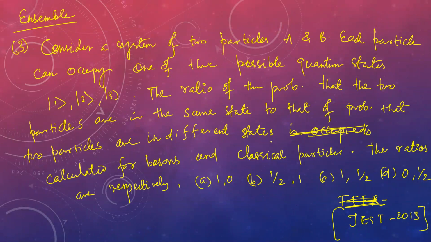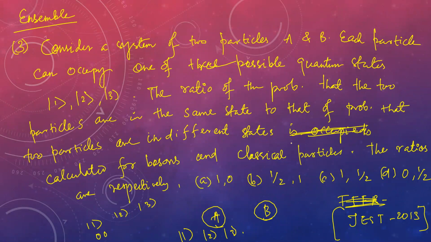Consider a system of two particles A and B. Each particle can occupy one of three possible states: one, two, three. Only one of three possible states. So the ratio of the probability that two particles are in the same state to that of the probability that two particles are in different states is calculated. The first one is for bosons. The second one is for classical particles.